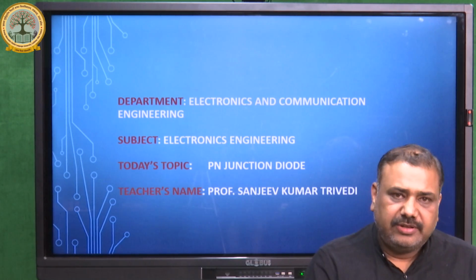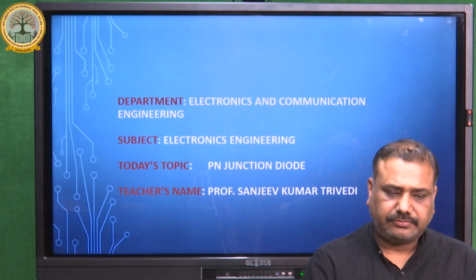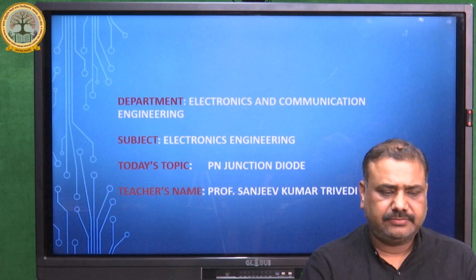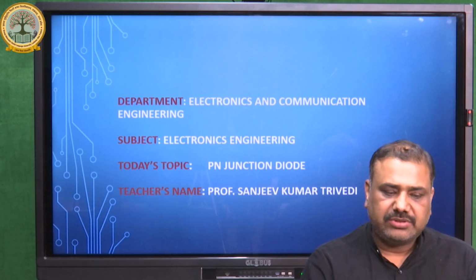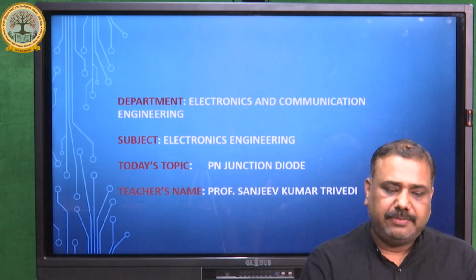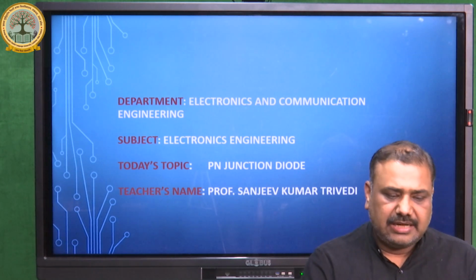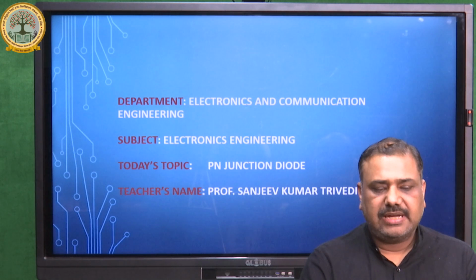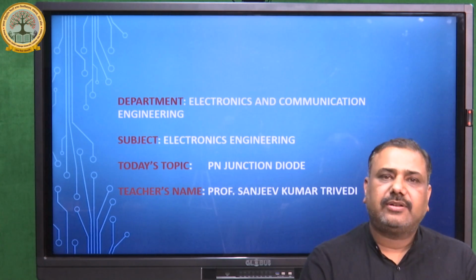Dear students, today I am going to discuss something about PN junction diode. What is a PN junction diode? A PN junction is an interface or a boundary between two semiconductor material types, namely the P type and the N type, inside a semiconductor. The P side, or the positive side of the semiconductor, has an excess of holes, and the N side, or the negative side, has an excess of electrons.